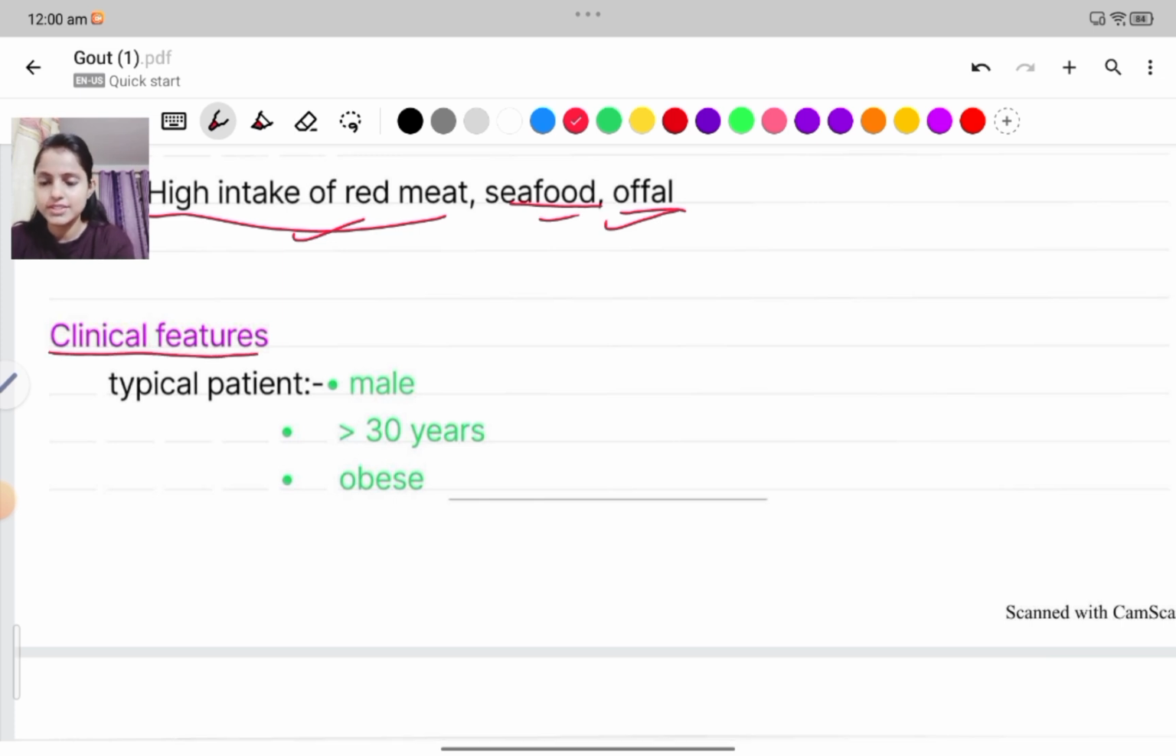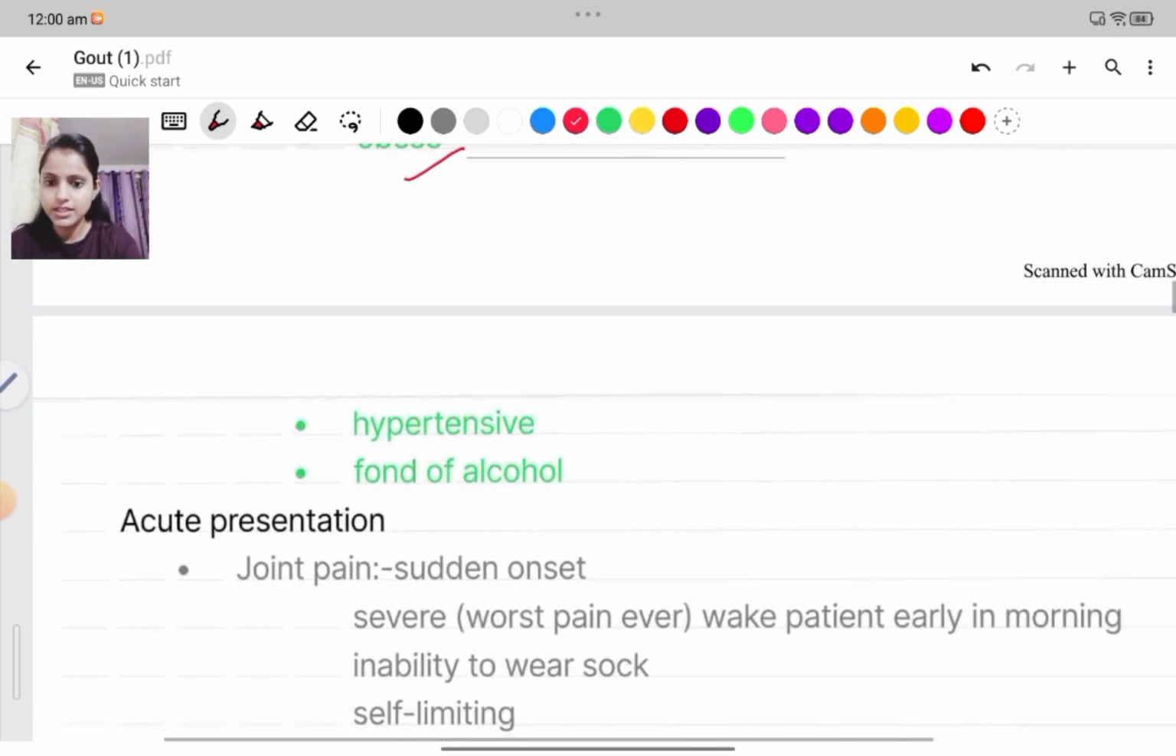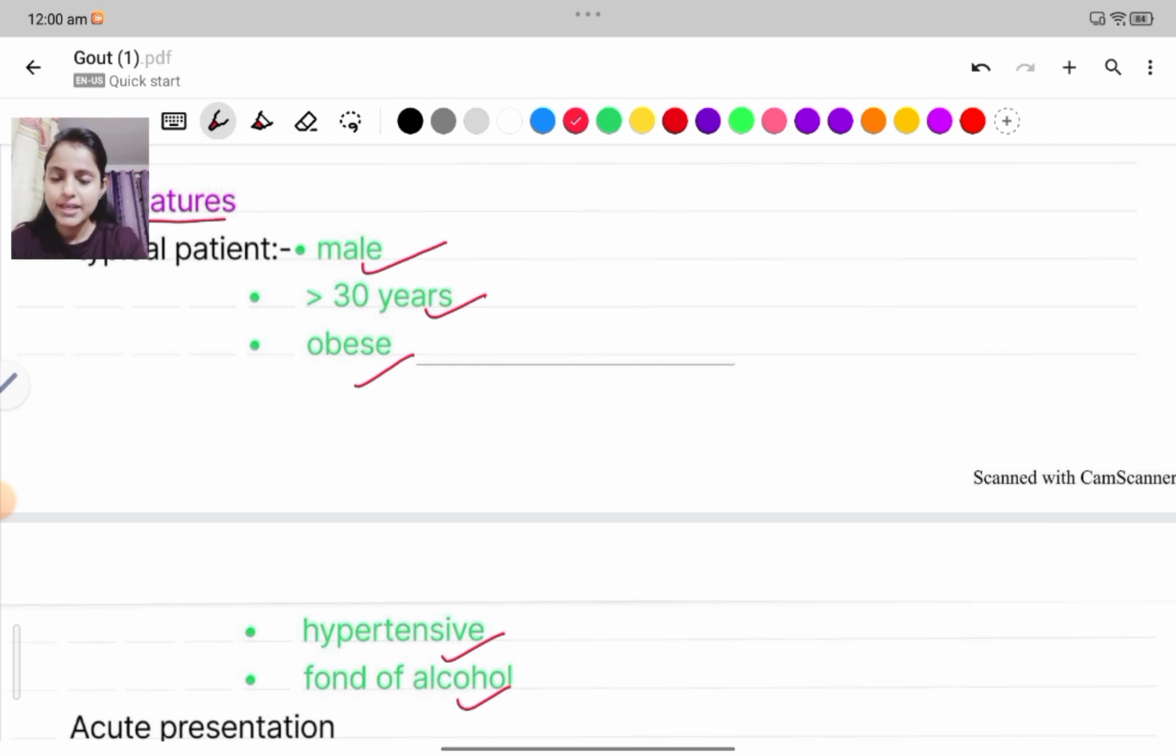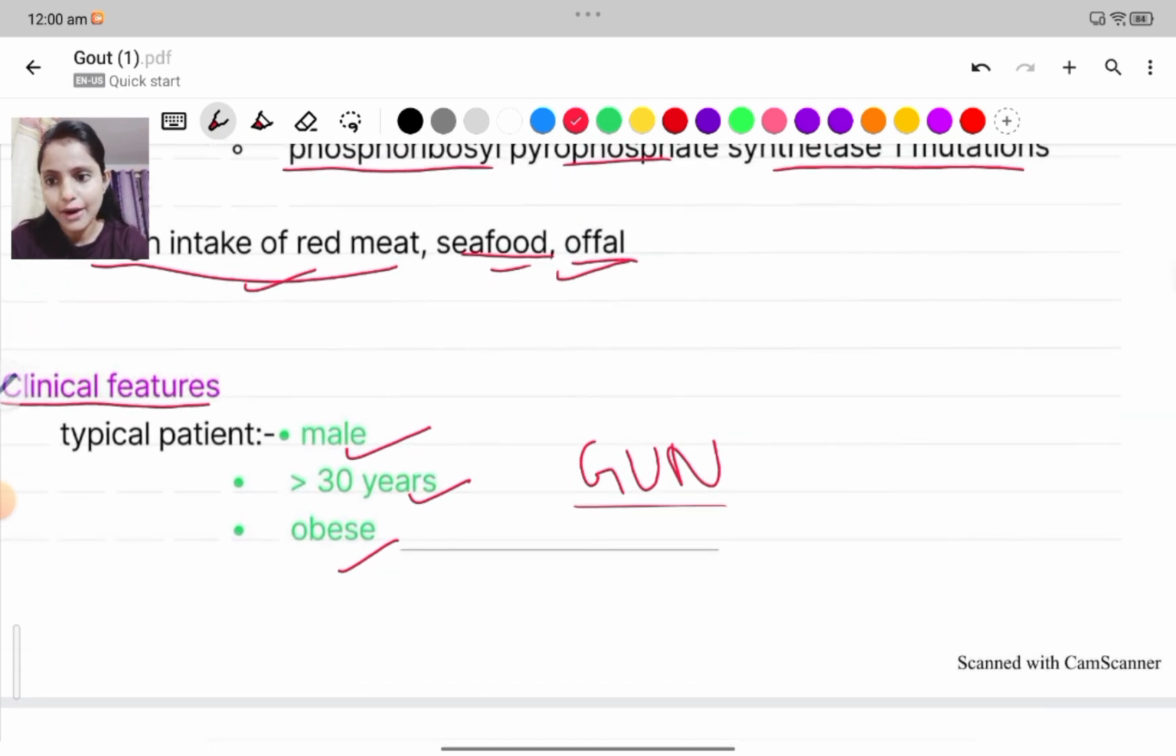The clinical features. The typical patient with gout is male, more than 30 years old, obese, fond of alcohol, and hypertensive. We can remember that the patient with gout is mainly a young male, more than 30 years, with GUN. G for gout, and also G because it mainly occurs in the great toe.